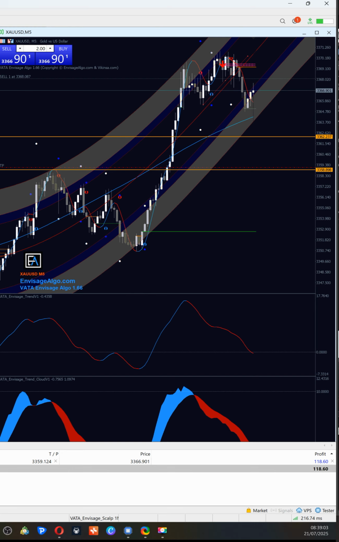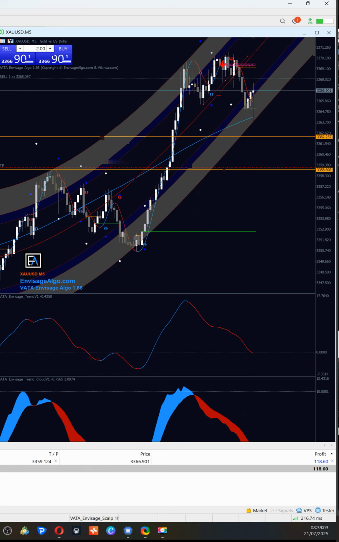The only concern here is that previous low and the water curve, which may act as support, and the market can still push up. So this is what it is looking like at the moment. Let's see how it plays out. Okay, I'm still in this trade, as you can see, and I'm still looking.